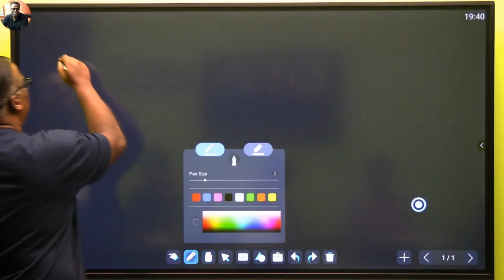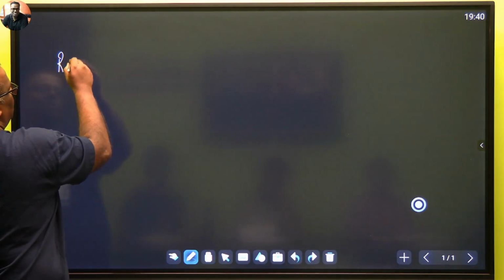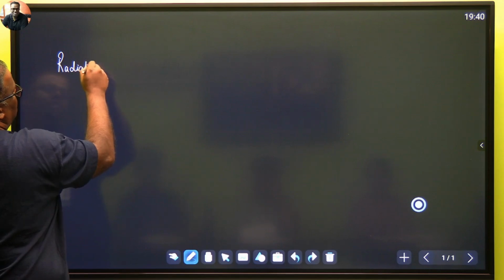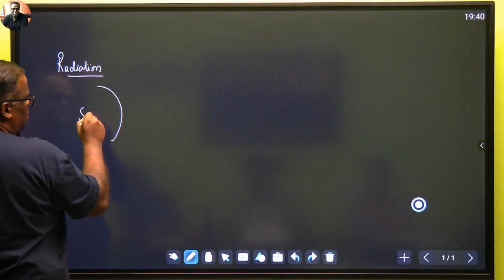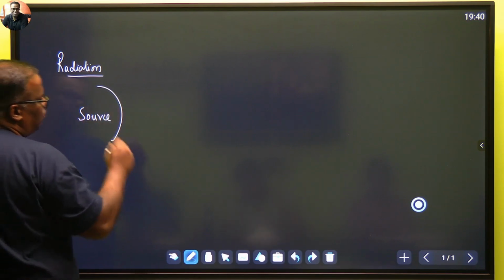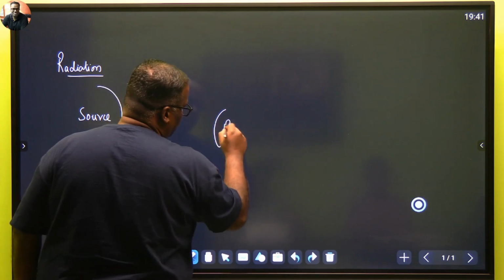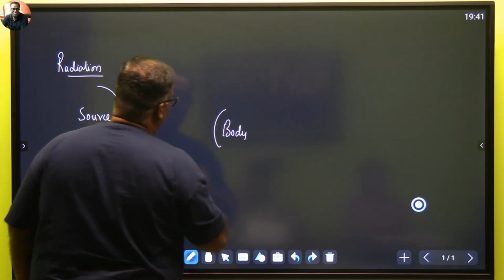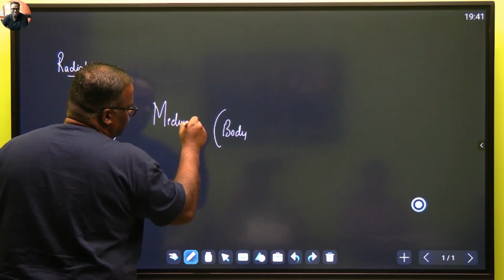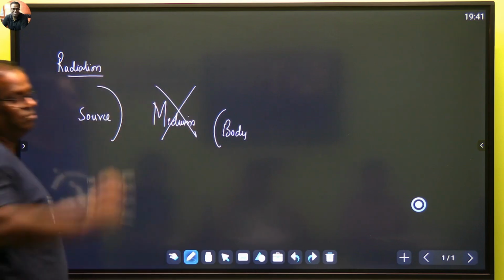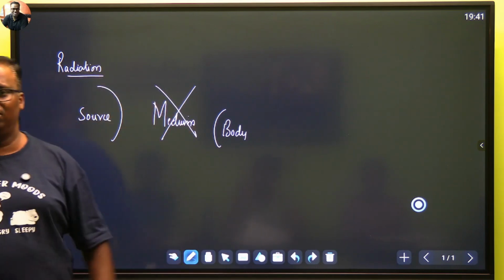So now we talk about radiation. Radiation is the third mode of heat transfer, where heat is coming from a source. Heat is being transmitted from a source to a body, right? And you do not need any medium. That is the first basic understanding of radiation.